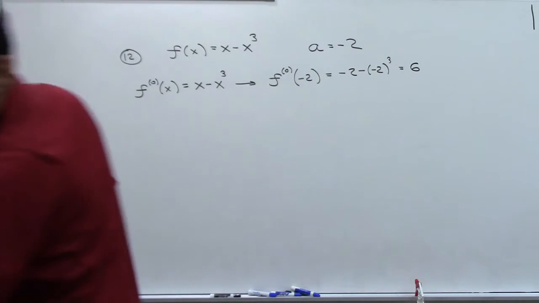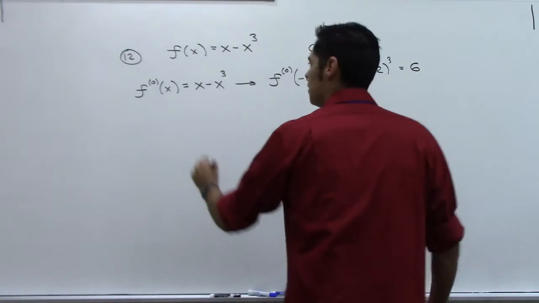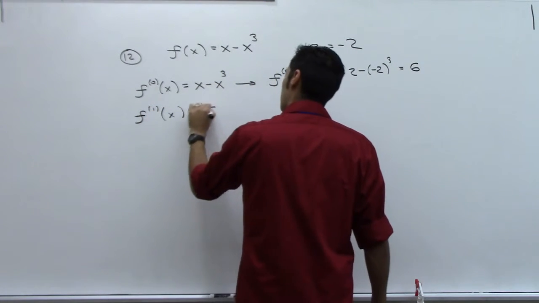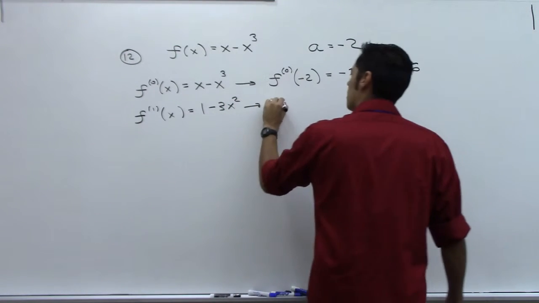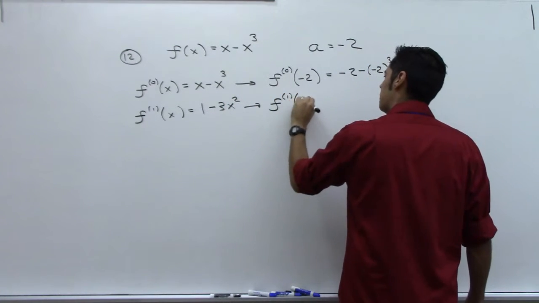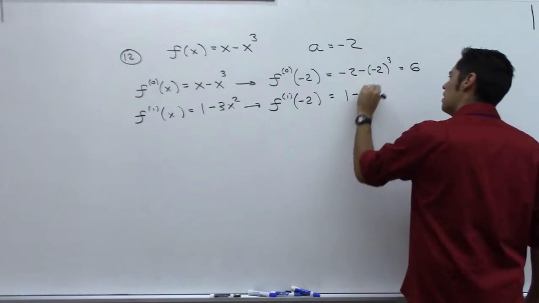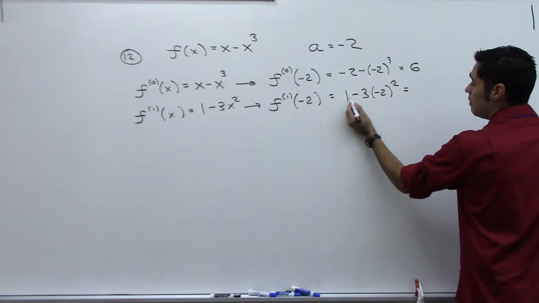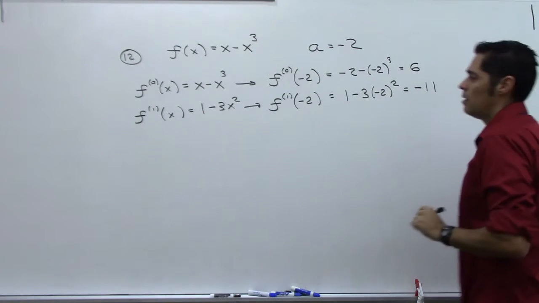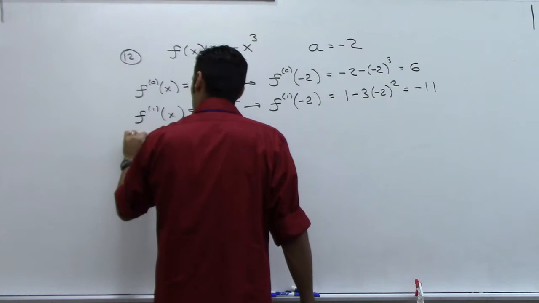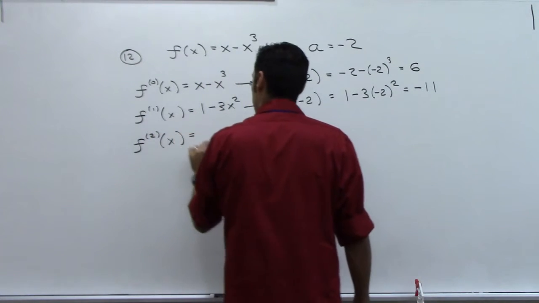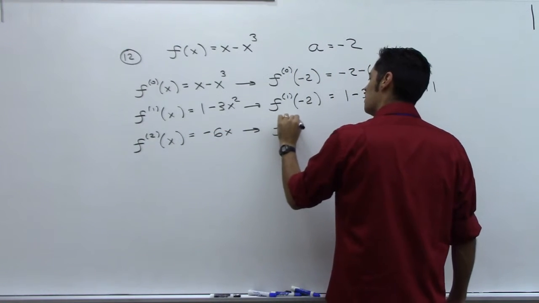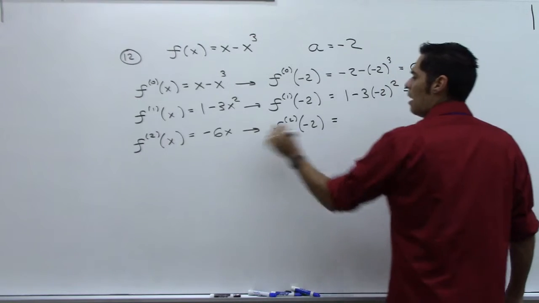And then I take the first derivative, which is 1 minus 3x squared. Then I look at the first derivative at -2. So I get 1 minus 3 times -2 squared. -2 squared is 4, times 3 is 12. 1 minus 12 is -11. And this is going to do exactly what the previous one did. Eventually I'm going to get zeros here, which is going to be nice. But this is just -6x. And when I plug into the second derivative, -2, I get positive 12.